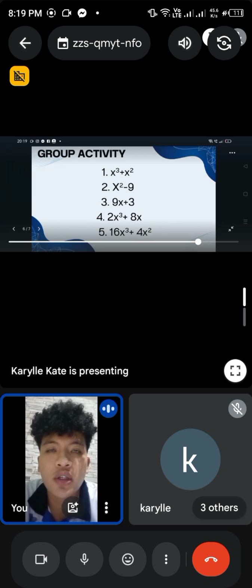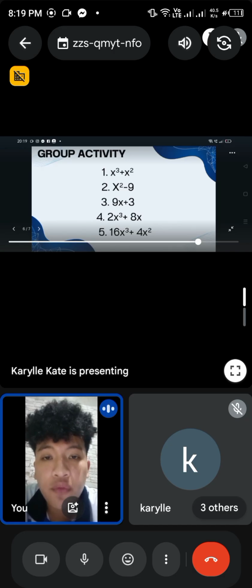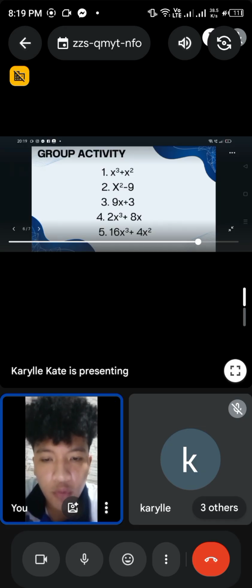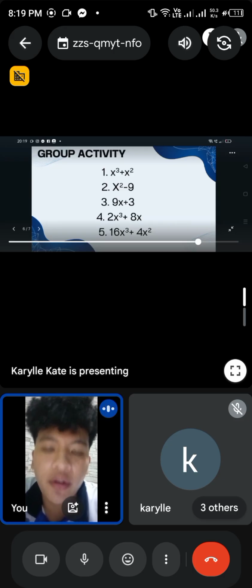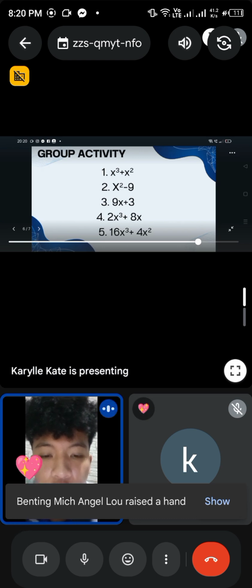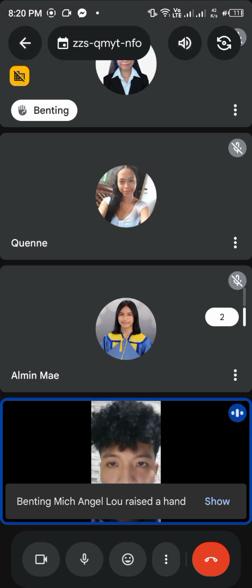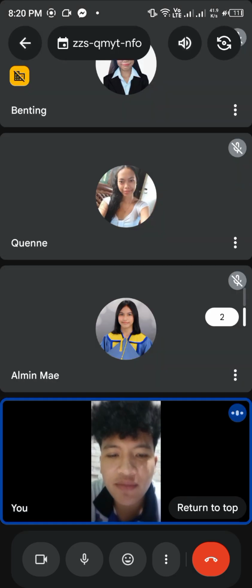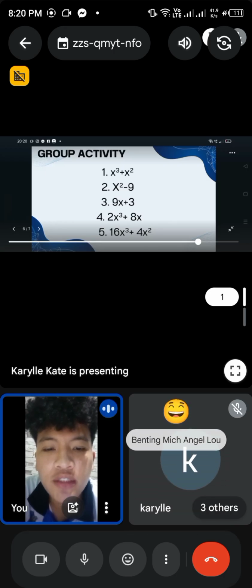So each number will have 5 points each. So the three numbers will be a total of 15. So without further ado, let's start. So number 1, x cubed plus x squared. So again, yeah. Oh, I think I did not count pa. So just wait for my counting before you raise your hand. Okay. So 1, 2, 3.